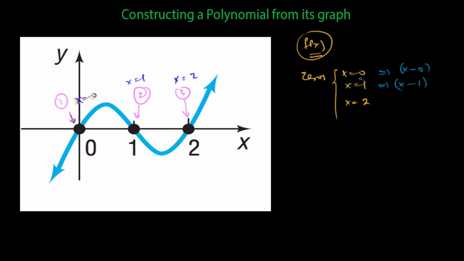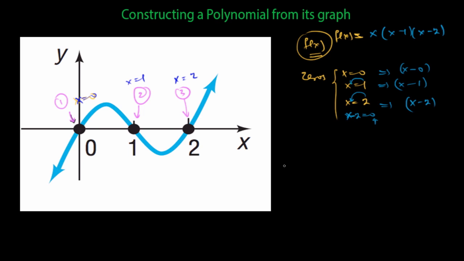What I'm doing is bringing 1 to the other side, and similarly for 2 you have x minus 2 equals 0. So x equals 2 implies x minus 2 is a factor, that is, 2 is a zero of this function. So I already have a very good format for f of x. My f of x could be written as x minus 0, which is x, times x minus 1, times x minus 2. This is the first format.